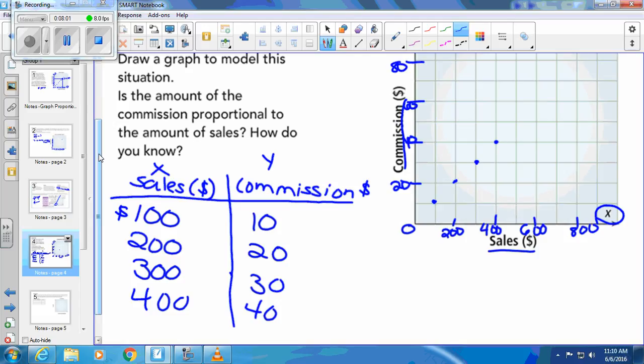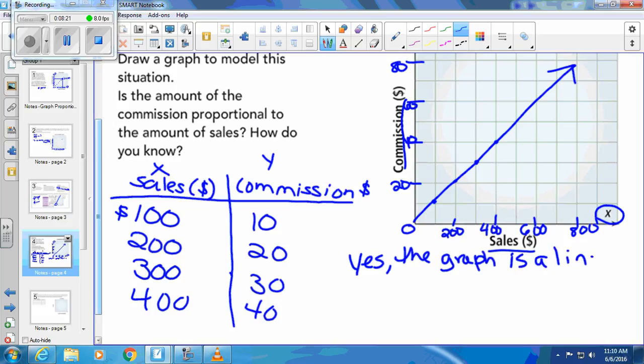Since this is a graph, I'm going to continue. I'm going to connect my dots and continue off in a straight line. I put an arrow at the end of my line. And so they're asking, is this proportional? And I would say yes. The graph is a line that passes through the origin.